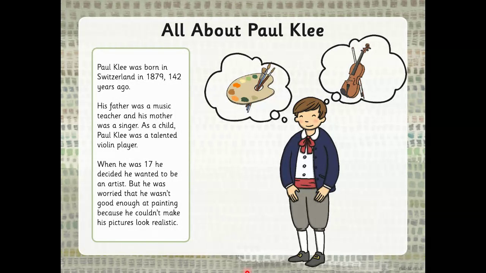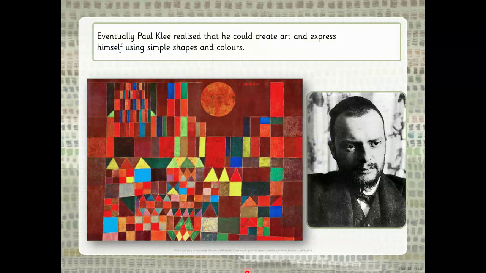When he was 17, he decided he wanted to be an artist, but he was worried that he wasn't good enough at painting because he couldn't make his pictures look realistic. It is hard, I must agree, to make your pictures look like the real thing. So eventually, Paul Klee, this is a picture of him here, realised that he could create art and express himself using simple shapes and colours.